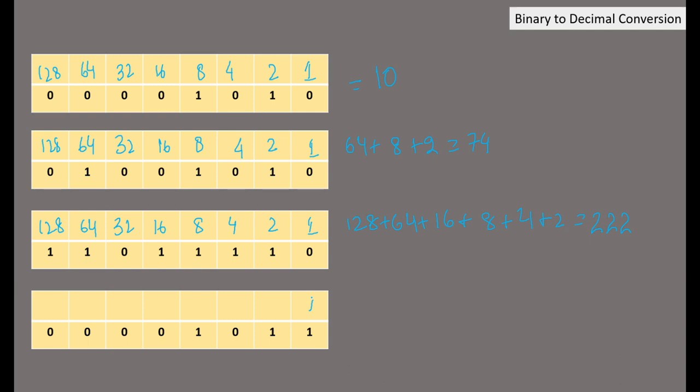And same with this one. There are 3 bits on: 8 plus 2 plus 1, which is equal to 11. So the IP address I got here is 10.74.222.11. So this is the IP address. This is the decimal representation of the binary that we have.